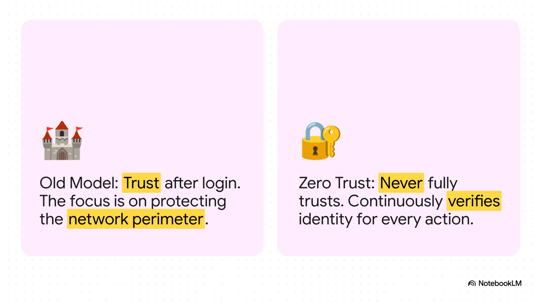This is a huge shift in how we think about security. The old model was kind of like a castle with a moat. The main focus was on protecting the perimeter, and once you got inside, you were generally trusted. Zero Trust is totally different. It's more like a modern bank vault, where you have to re-verify who you are at every single door, for every single transaction. It just never stops checking.